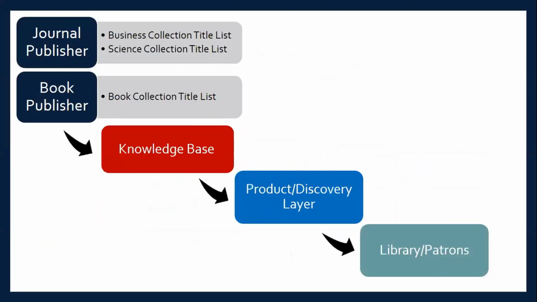So we take those title lists, and the information is then transferred into a linear progression of data from the publisher to the KB to the discovery layer, or that product that maybe your library purchased and maintains, and then in turn it goes to the library user. Next slide.